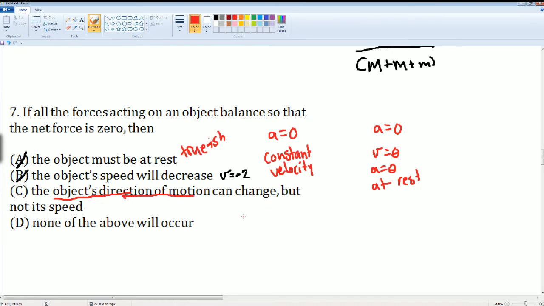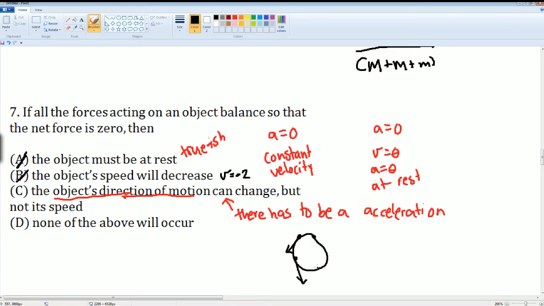this means there has to be an acceleration. Why? It's like in centripetal motion. When we talk about circular forces, notice how the v here is always changing direction. The fact that it's always changing direction means there is an acceleration inwards, so there's also a centripetal force inwards. So this is completely wrong. The only correct answer would be that none of the above will occur.